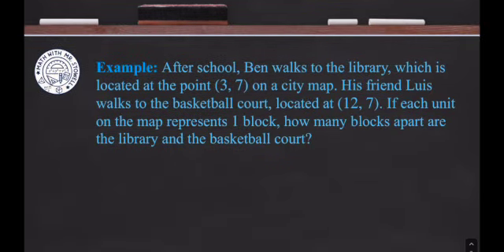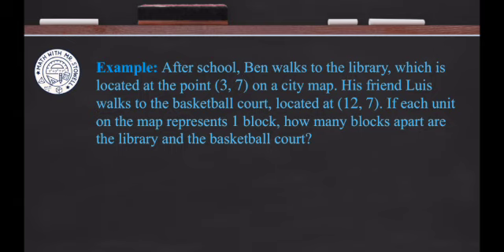Let's look at a few real-life examples. Okay? Here's an example. After school, Ben walks to the library, which is located at point 3, 7 on a city map. His friend Luis walks to the basketball court located at 12, 7. If each unit on the map represents one block, how many blocks apart is the library and the basketball court?